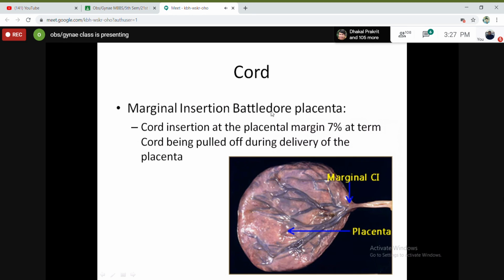Marginal insertion, or battledore placenta: the cord is inserted at the placental margin. It is found in approximately 7% at term, and the cord may be pulled off during delivery of the placenta, and the cord may separate from the placenta, and the placenta may get retained inside the uterus after delivery in this kind of marginal insertion of the umbilical cord.